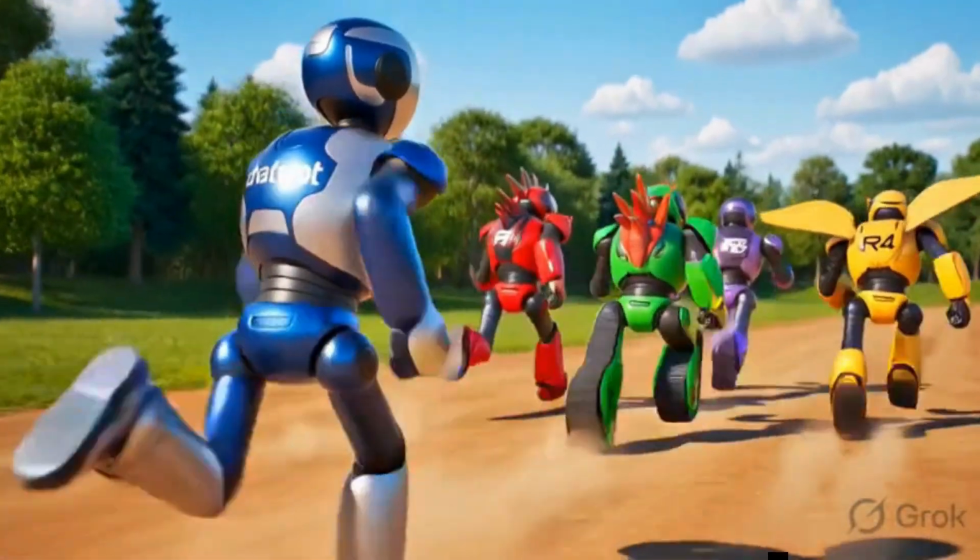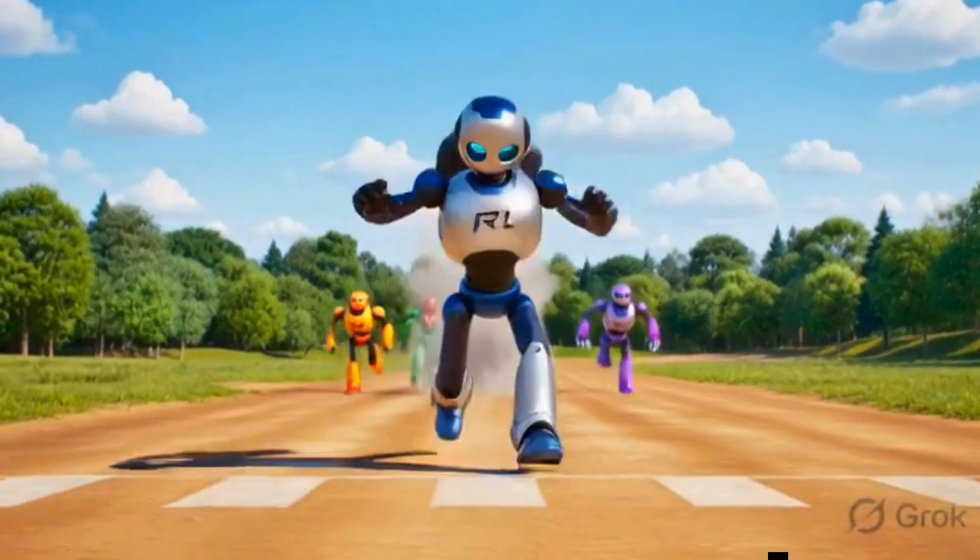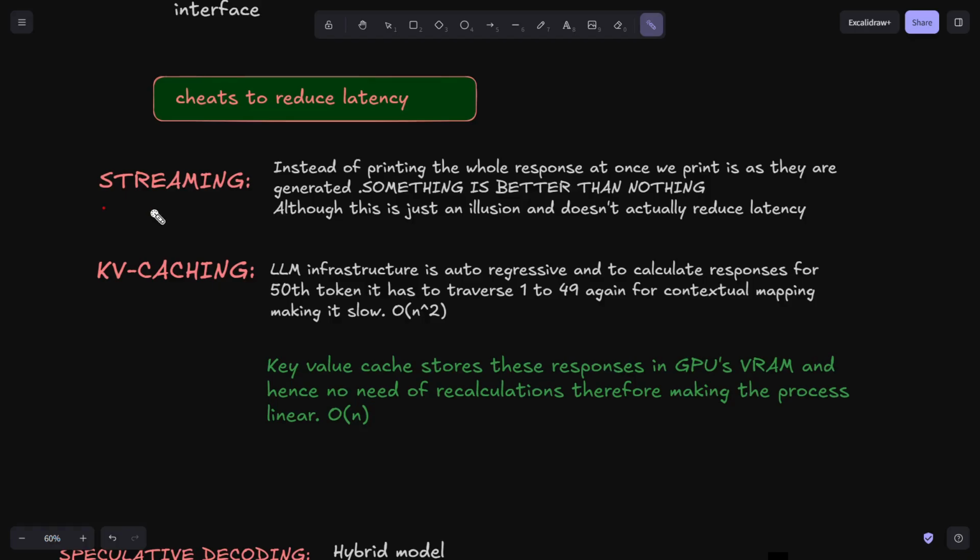So, how do we make it faster? We can't change the laws of physics, so we cheat. First, streaming. Instead of waiting for a 500-word essay to finish, we send each token to the user the millisecond it's generated. It hides the latency by giving you something to read immediately.